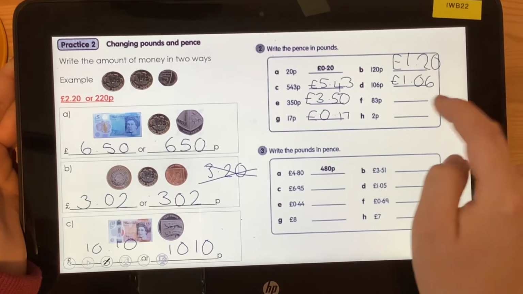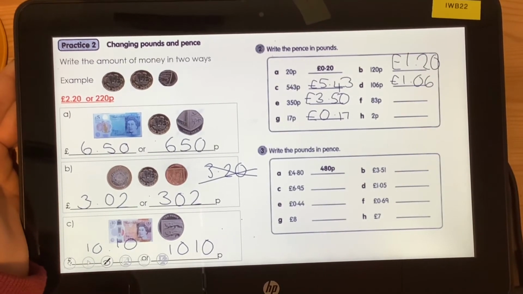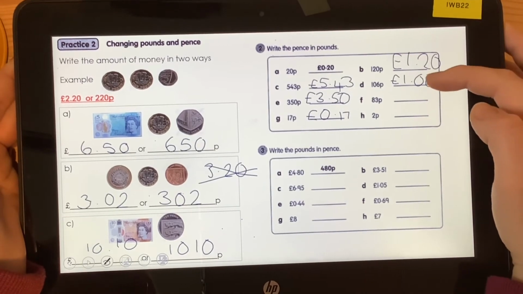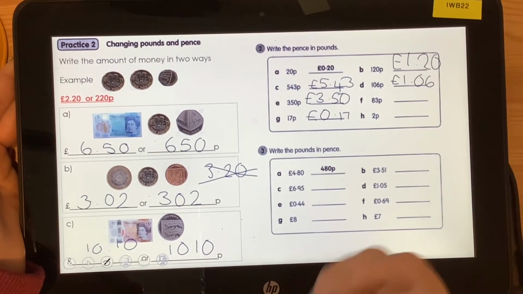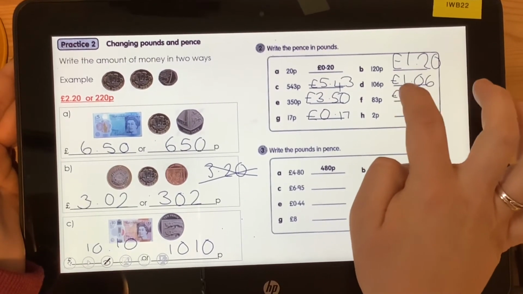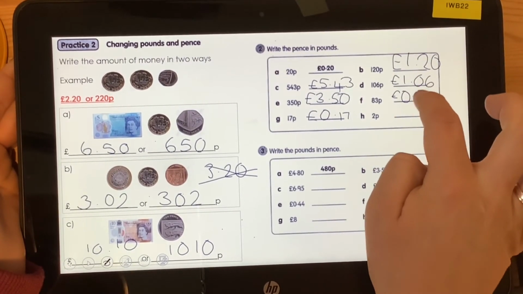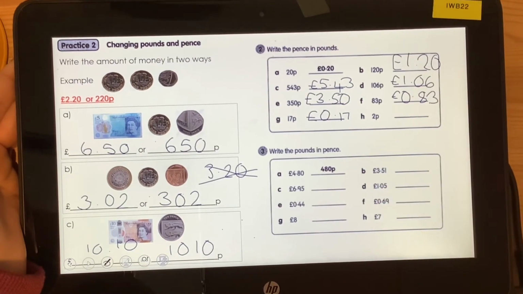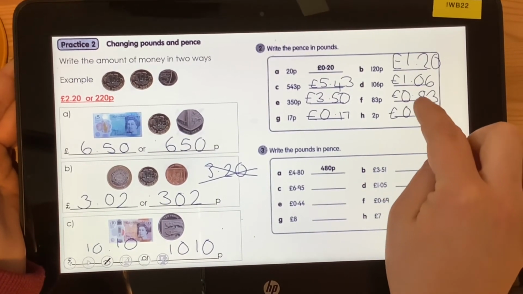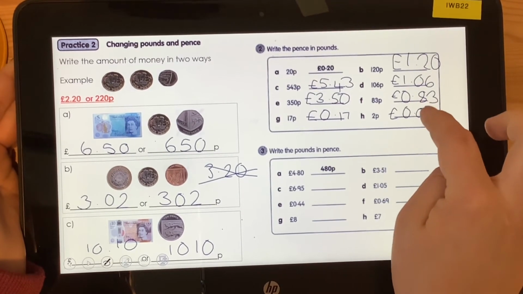Now don't write it as 60, because that would be 60p. You've got to be really careful to know that that is just 6 pence. And that would be written here, because remember the next column up shows us the 10p's. Then here I've got 83p, so I've got no whole pounds, but I have got 83 pence. And here 2 pence would be written as no whole pounds, no 10p's, just a 2 pence.